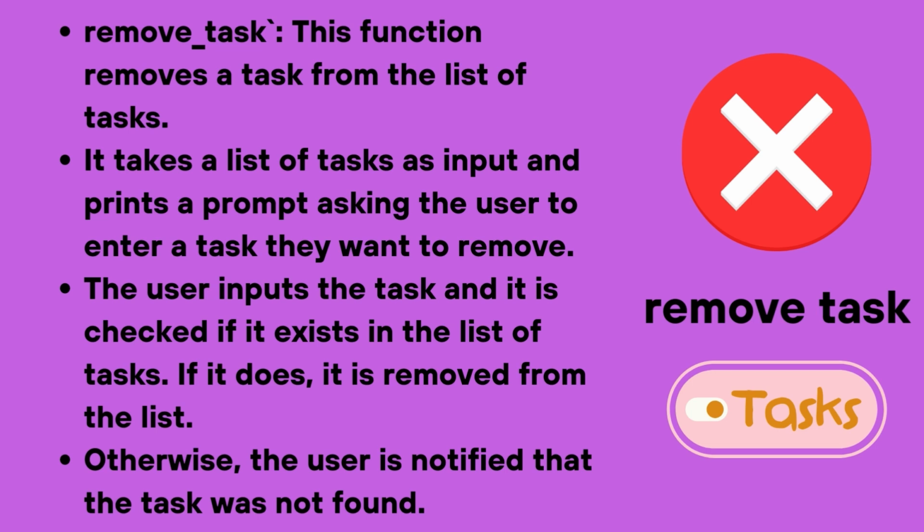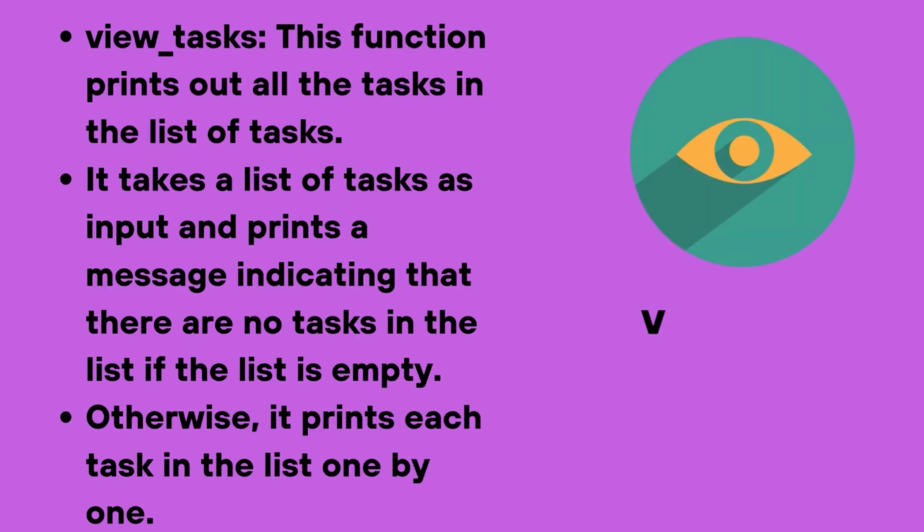The remove task function removes a task from the list of tasks. It takes a list of tasks as input and prints a prompt asking the user to enter the task they want to remove. If the task is there in the list, it is removed from the list. Otherwise, the user is notified that the task was not found.